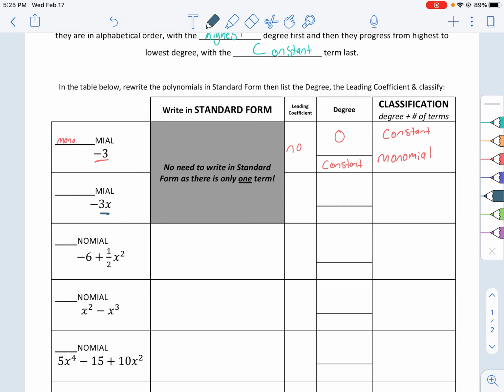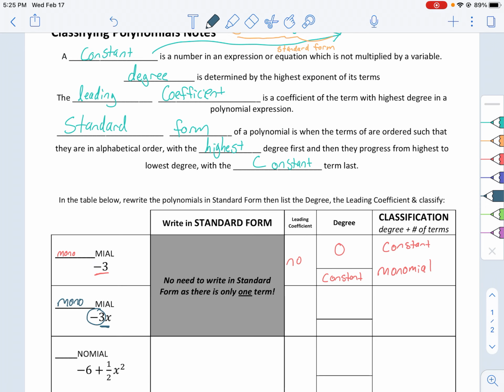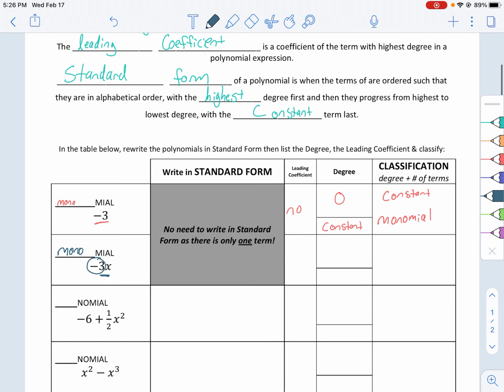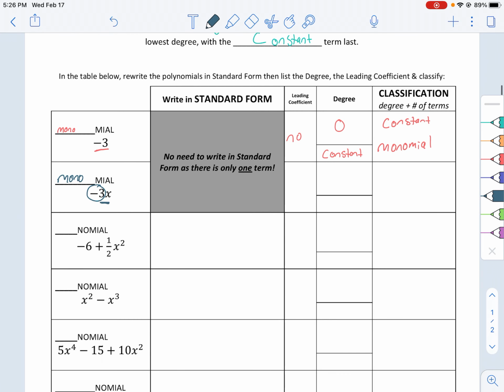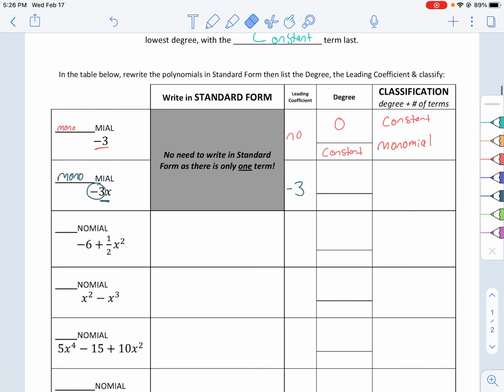Next, again, we only have one term. So this is, again, called a monomial. The leading coefficient in this case is going to be this -3 because it's the term with the highest degree in the polynomial expression, right? So the highest degree here is this x. It's got a -3 on it, so -3 is the leading coefficient.